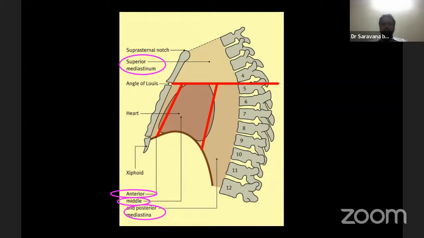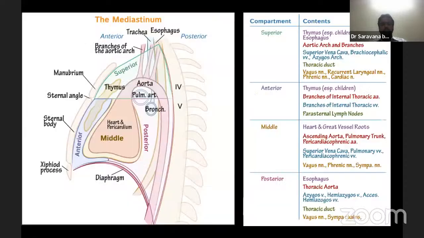In this way, the mediastinum has been divided into four: the superior mediastinum, anterior mediastinum, middle mediastinum, and the posterior mediastinum. So if you see here, the contents of the mediastinum: the superior mediastinum involves the thymus, the aortic arch, and the superior vena cava, brachiocephalic vein, thoracic duct, and it mostly contains the vascular structures.